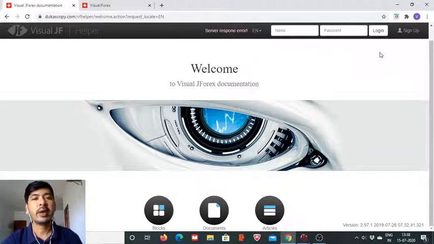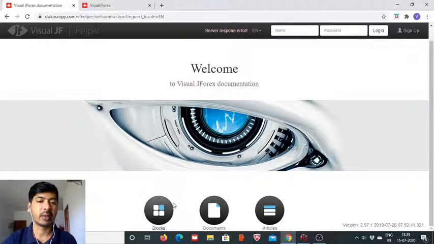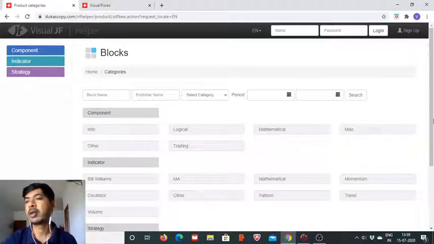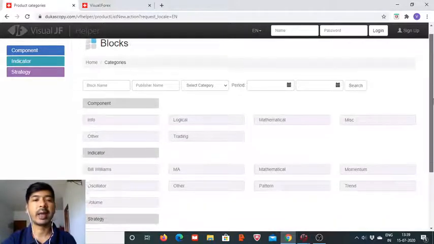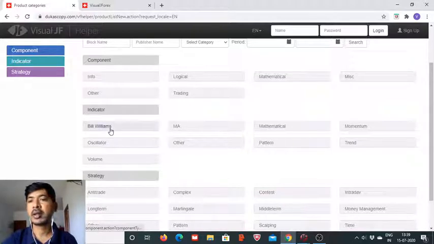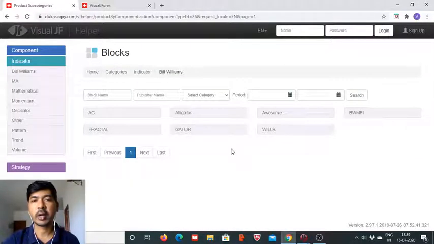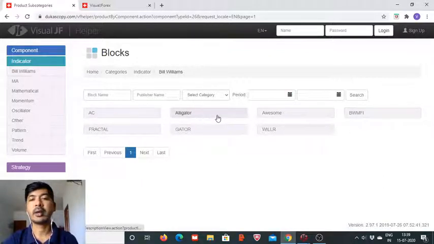Myself, Vaibhav. In today's session of Visual JForex, we will be considering the blocks. We are considering the Bill Williams indicators in this series, and in today's session, we will be taking a look at the alligator. So here, you will have all these listings of the different indicators, and as we are just in the second session of this series, we are continuing our series with the alligator indicator.